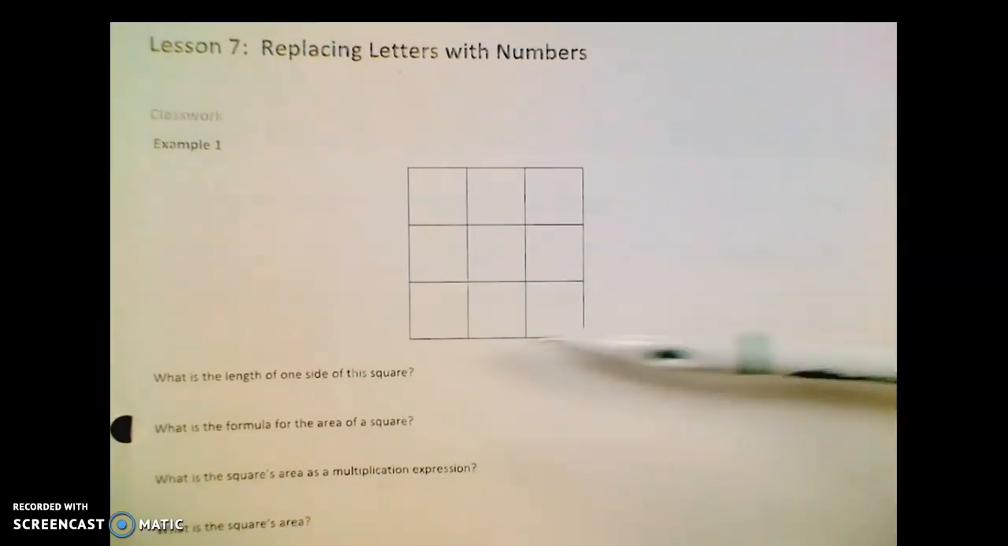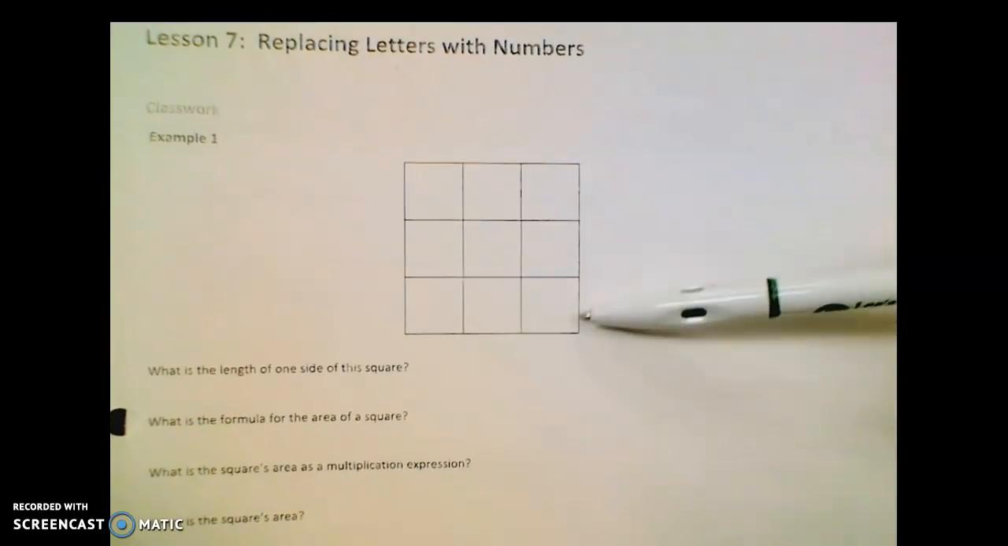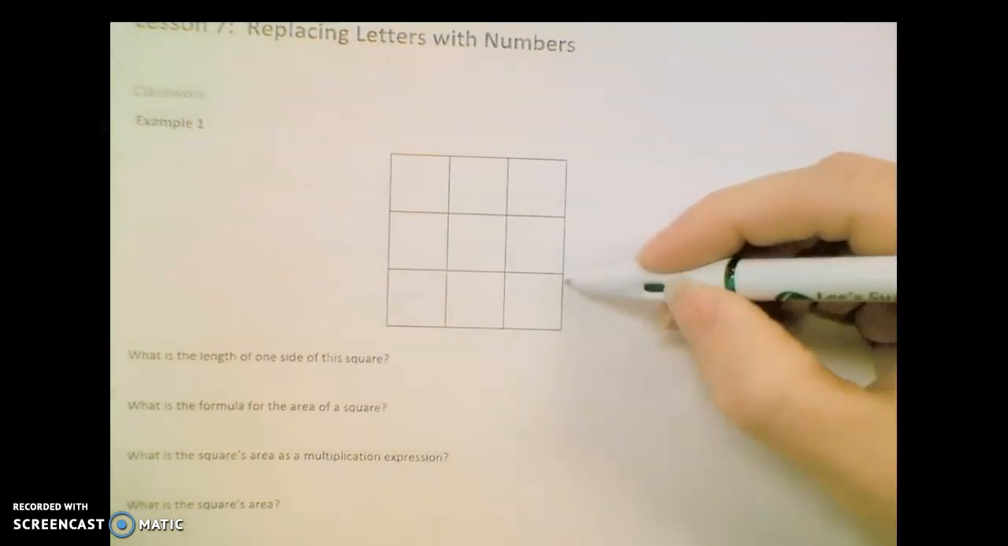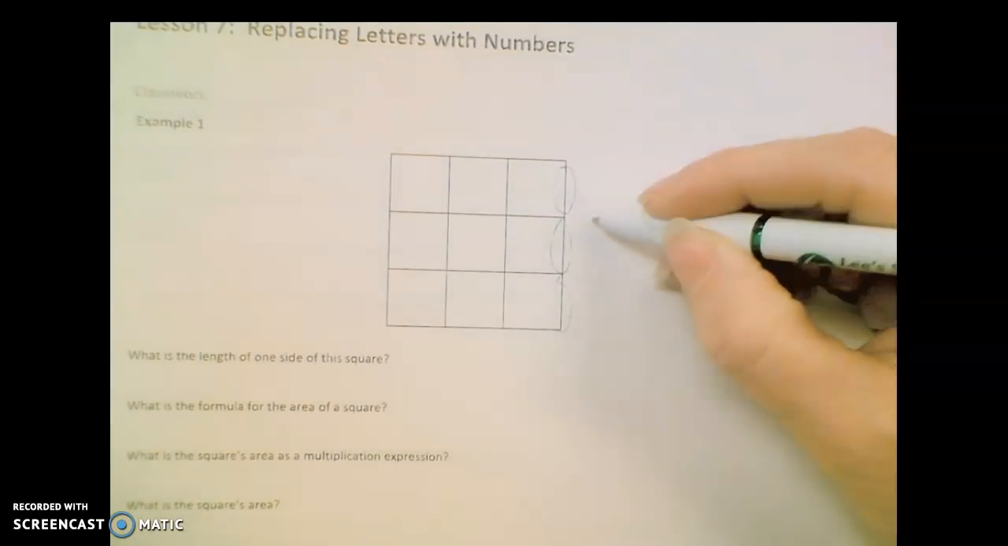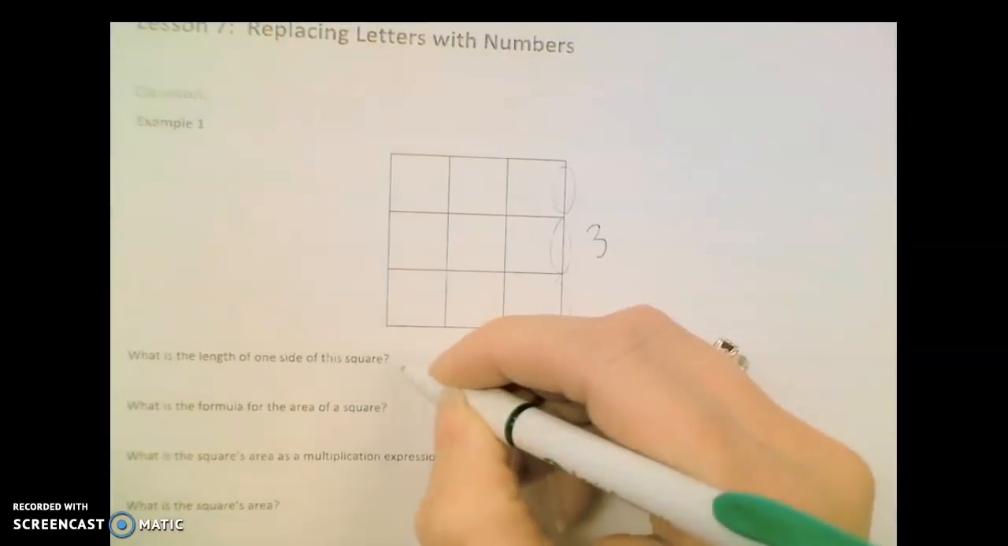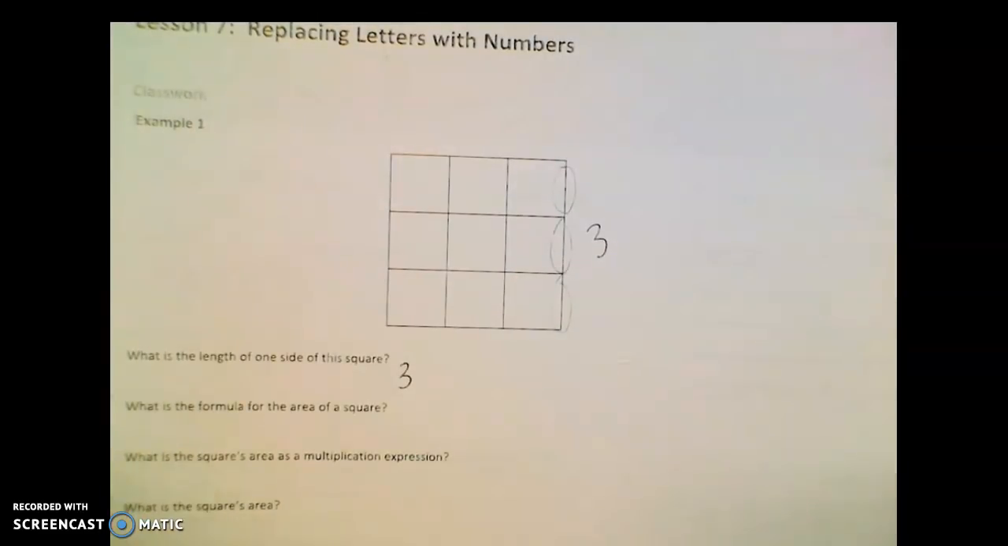When we have a grid like this, we can count the length by counting these segments right here. So on this one, the length of one side of this square is 3. Then it says, what is the formula for the area of a square?